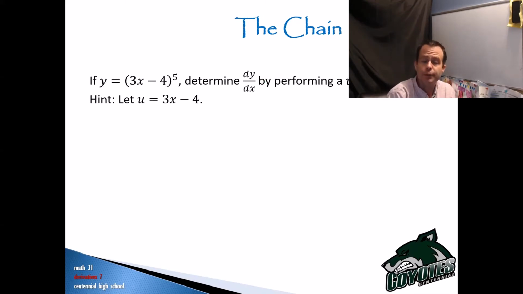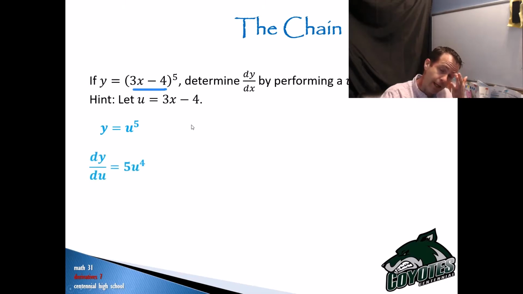Okay, so let's take a look at it. If y equals (3x minus 4) to the 5, determine dy over dx, so determine the derivative of y with respect to x, by performing a u substitution. So the hint, which I don't even know if I needed to have given you that hint really, I'd want you to see that it's the inside function that we would call u. So we're going to call u 3x minus 4. If we call u 3x minus 4, it becomes y equals u to the 5. Well, the derivative of y with respect to u would be 5u to the 4.